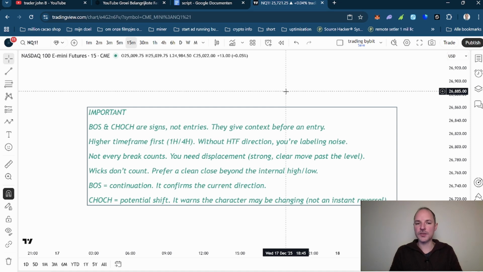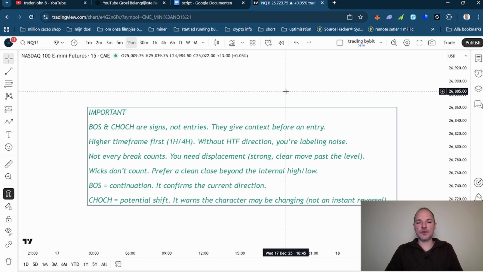Always use the higher time frames. Without the higher time frame showing a direction of where the market is headed, or whether we are in an uptrend or a downtrend, we need to know this. That way you will be able to see when the market shifts on a lower time frame, or whether it is still continuing to a higher time frame.